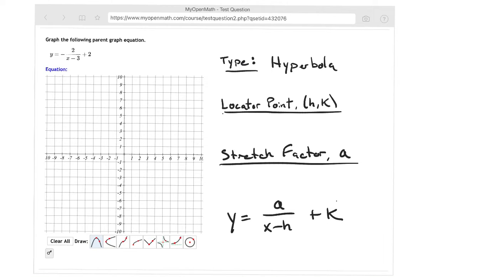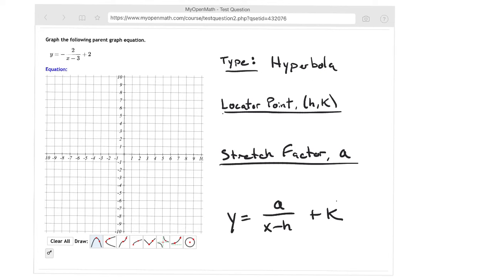In this problem, we will try to graph this equation on our graphing tool. So first things first, we figure out what type it is. This is a hyperbola. It's a hyperbola because we see that our x is in the denominator, or we are dividing by something with an x. That's our telltale sign that we're going to be working with a hyperbola.